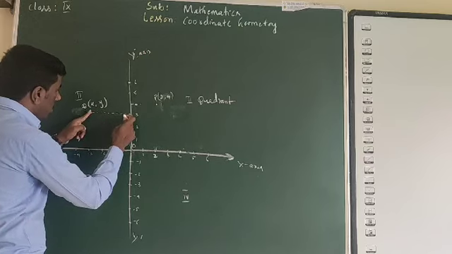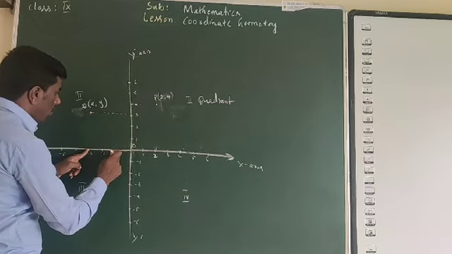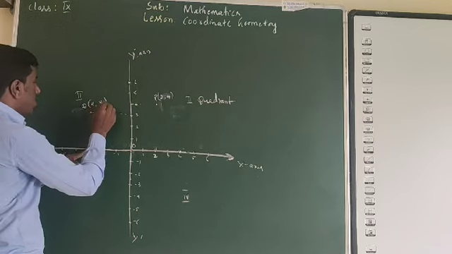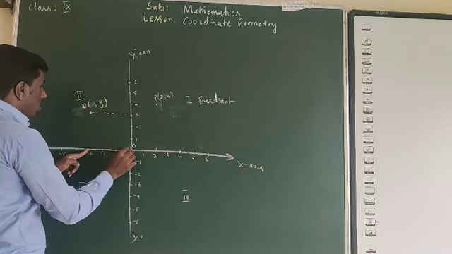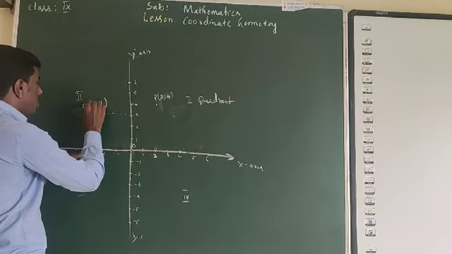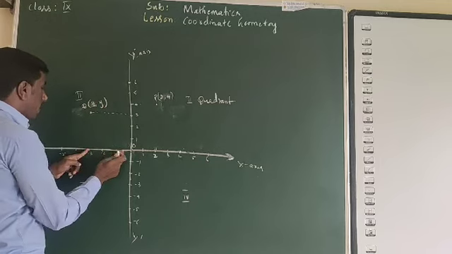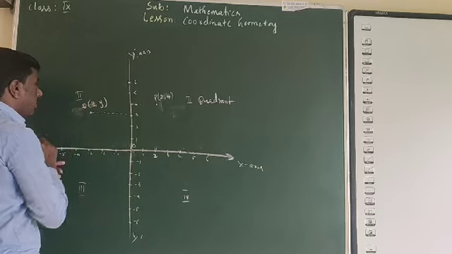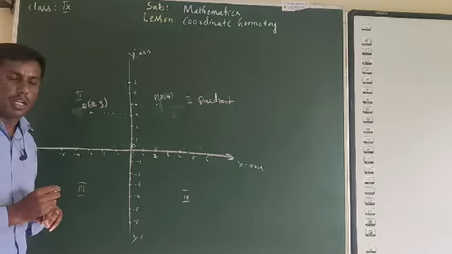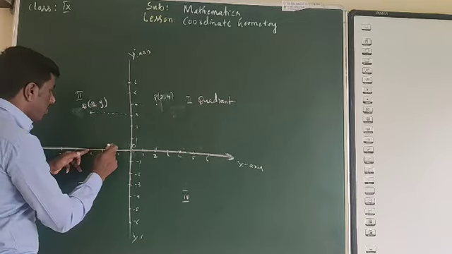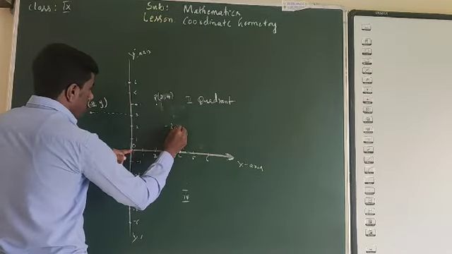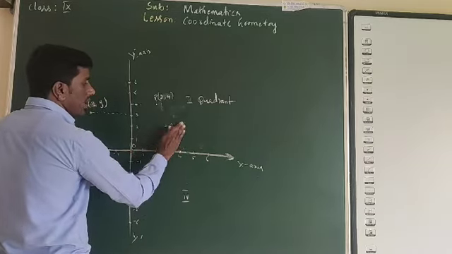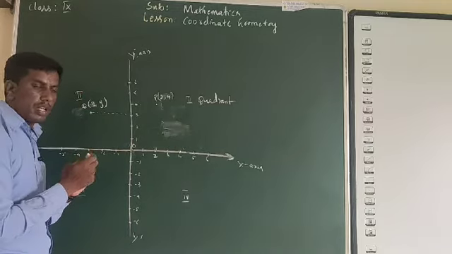So from here we should come to the x-axis. 1, 2, 3. So this is how much? 3. In fact, it is in the negative direction. It has to be minus 3. Correct? Or otherwise, if you want to find the distance from here to here, it is minus 3 minus 0, so it is minus 3. The distance is minus 3.